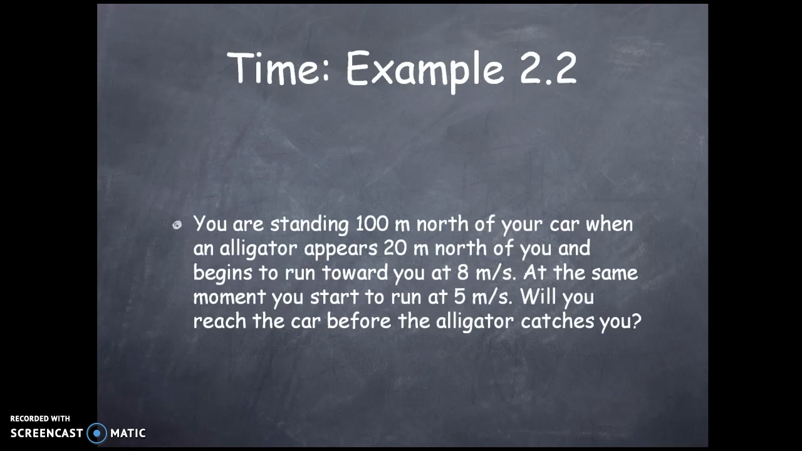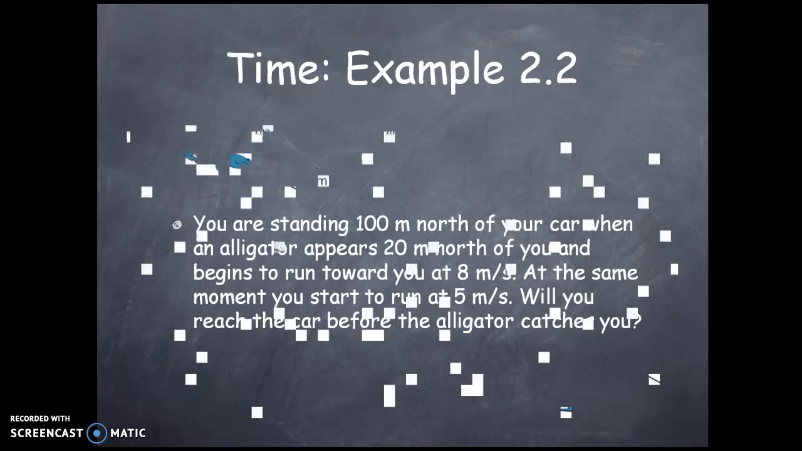We have another interesting example here. Let's say you are standing 100 meters north of your car when you see an alligator appearing 50 meters north of you, and it begins to run towards you at 8 meters a second. At the same moment, you start running towards your car at 5 meters a second. Will you reach the car before the alligator catches you?